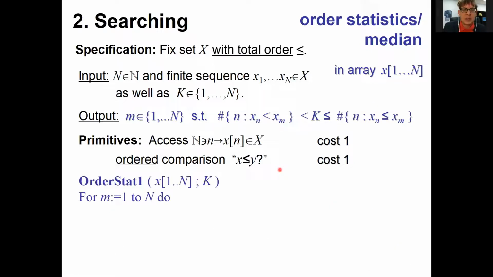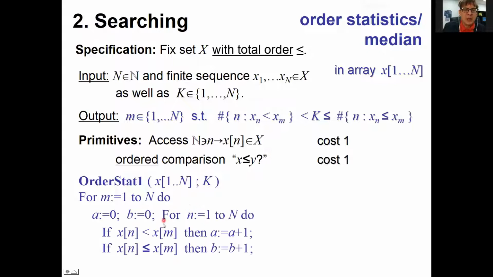And as I already said, there's a trivial algorithm for calculating the median and the order statistics by simply trying all possible candidates for that index m. So this is the outer loop, and in the inner loop, count the left side and count the right side using this loop.